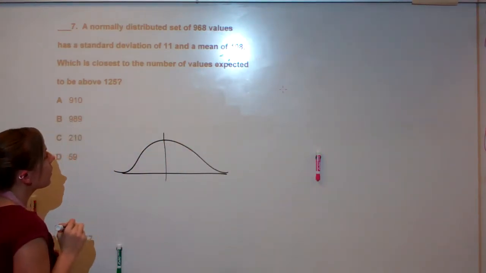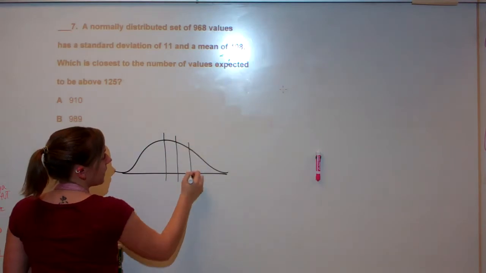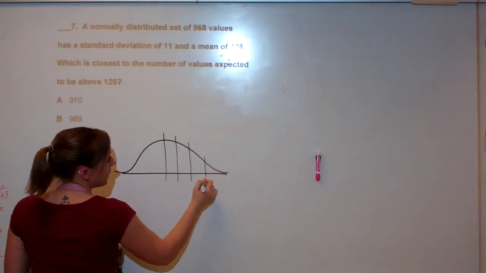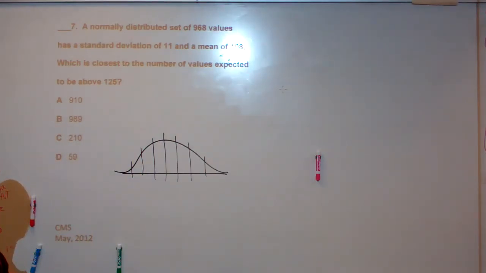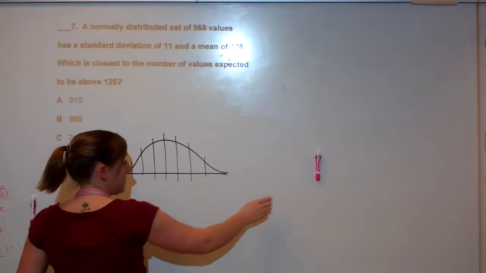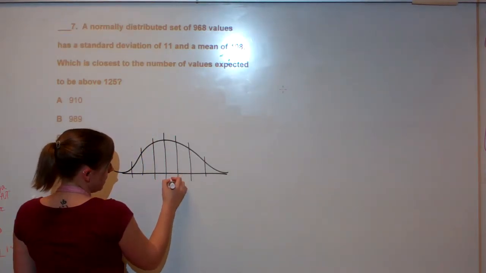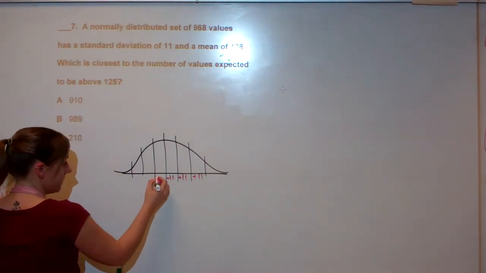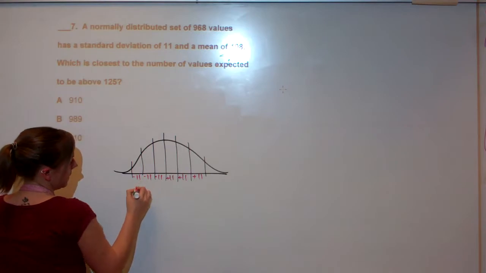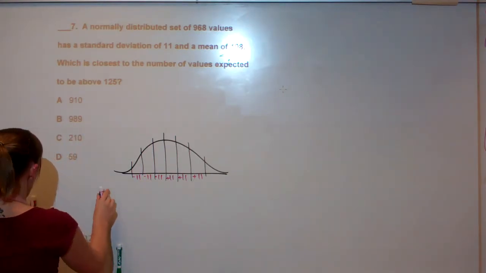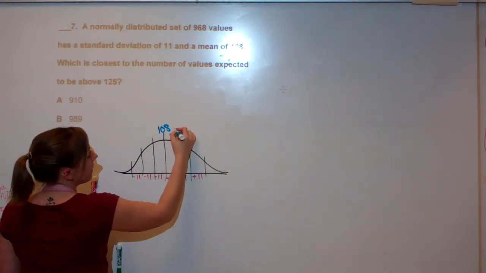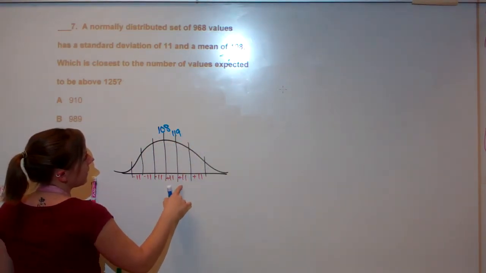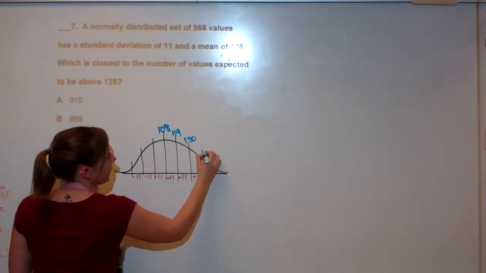Okay, so here's our curve. Here's 34%, 13, or 1 deviation, 2 deviations, 3 deviations, 1, 2, and 3. Okay, so it has a standard deviation of 11. So we know that it's 11 away, plus 11, plus 11, plus 11, minus 11, minus 11, minus 11. And the mean is 108, so 108 is in the middle, so that means that if you add 11, that's 119. If you add 11, that's 130 and 141.